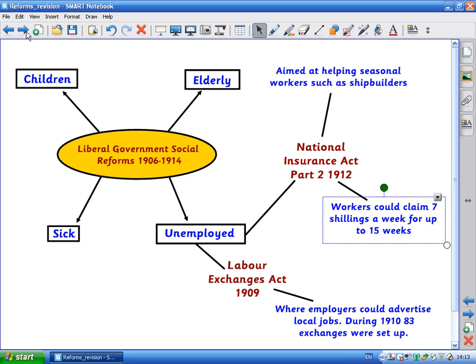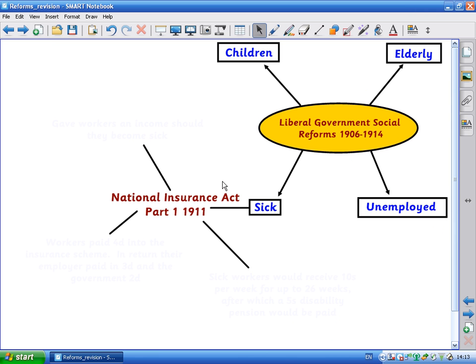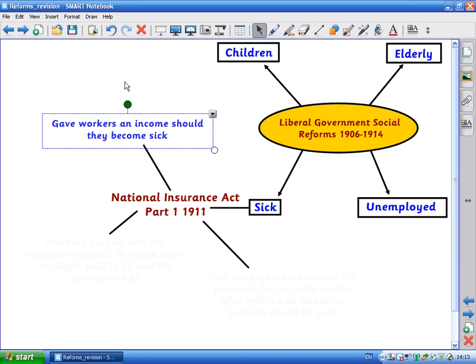Okay, so let's move on now to the sick. Now, National Insurance Act Part 1 was extremely important because it gave workers an income should they become sick. In this day, the Edwardian era, there were many industrial accidents. There wasn't much in the way of good medical provision because there was no national health service in those days. So if you became sick, you pretty much had it, really, and your family could fall into poverty very, very quickly. Don't forget that most men were the breadwinners. They would earn the money, and they would be expected to support their wife and their family. If they became sick and couldn't work, they couldn't do it.